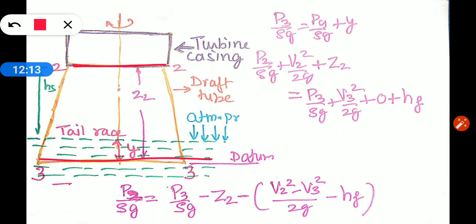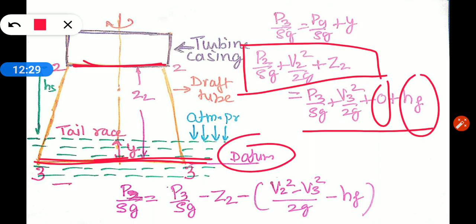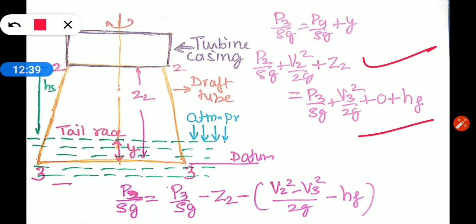So we'll apply Bernoulli's theorem between state 2 and state 3. If you apply it, you get P2 by rho g plus V2 square by 2g plus Z2 equals P3 by rho g plus V3 square by 2g plus 0. Why are we taking 0? Because we are taking this as the datum. And HF is the frictional loss. So this is the Bernoulli equation. Why are we applying it? Because we want to prove that the pressure at the exit of the runner is below atmospheric. That is what we want to prove.